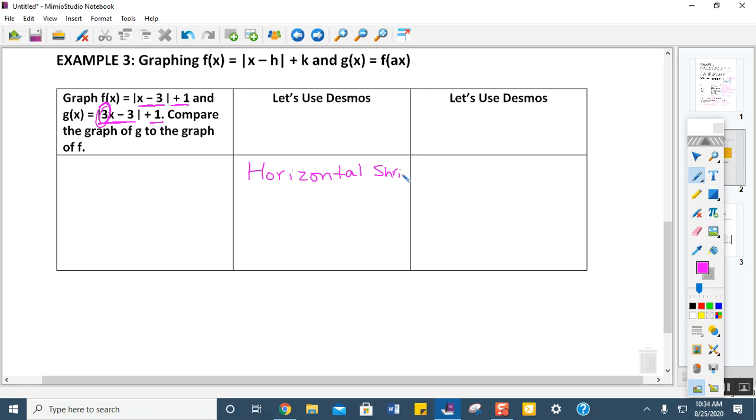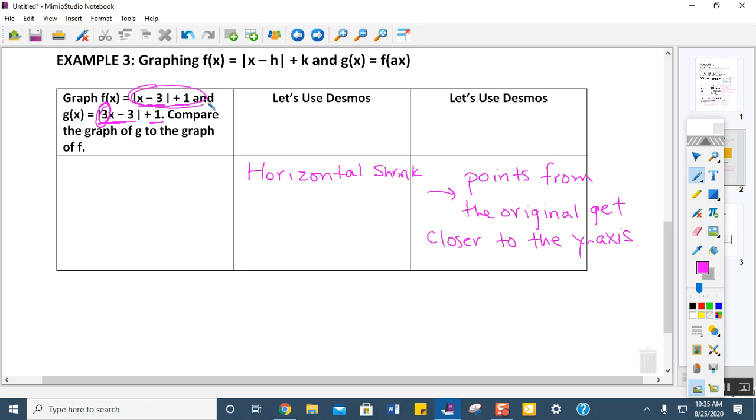And what does that mean? Well, it means the points from the original get closer to the y-axis. It means the points from the original graph, in our case, f of x, absolute value of x minus 3 plus 1, had a horizontal shrink. It meant that when I put 3 in front of the x here, those points moved closer to the y-axis.